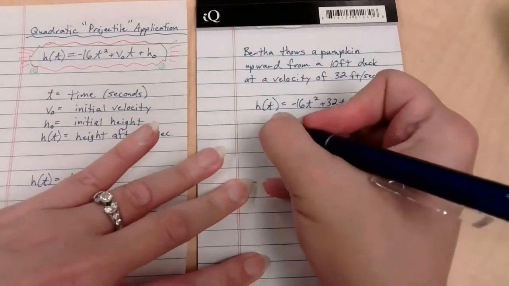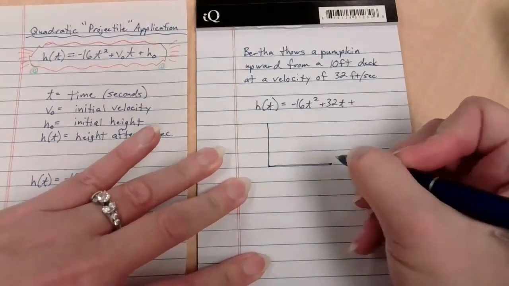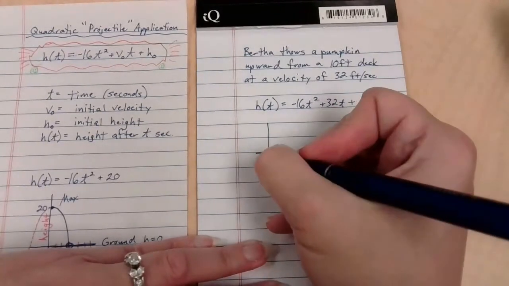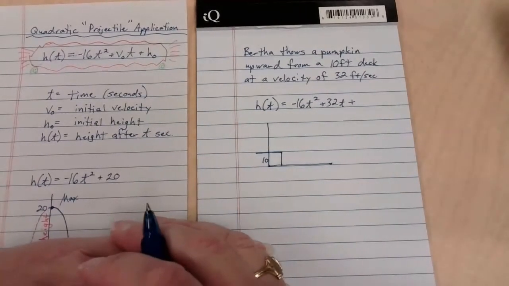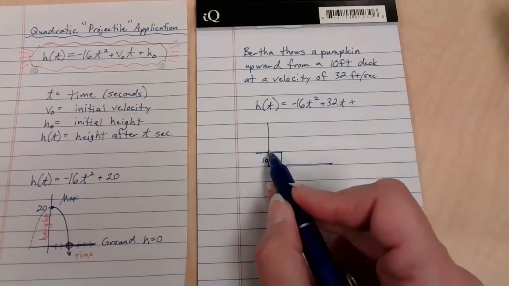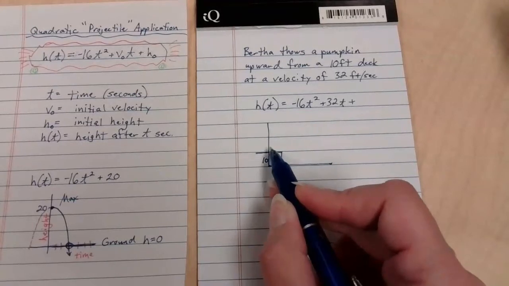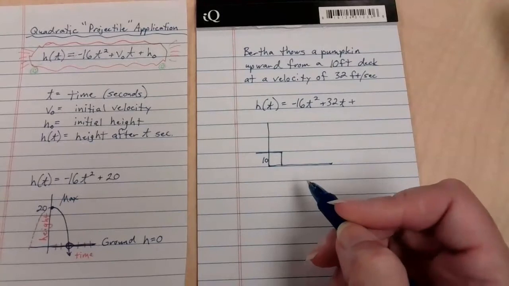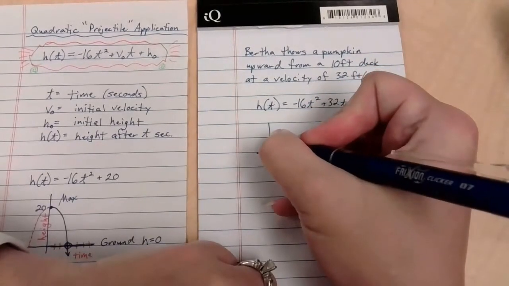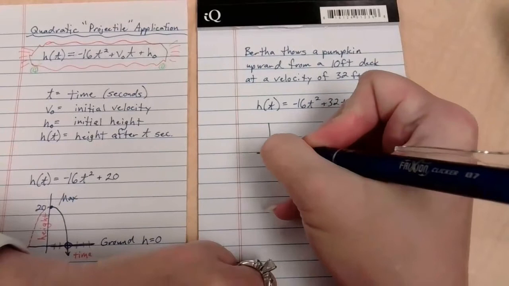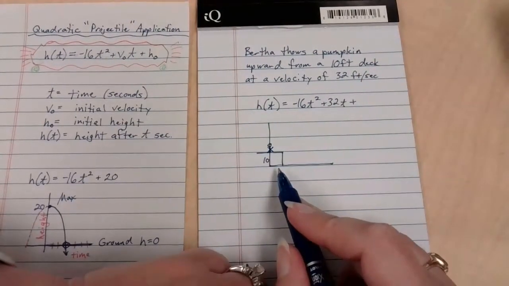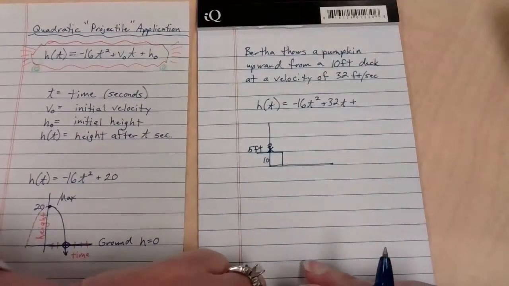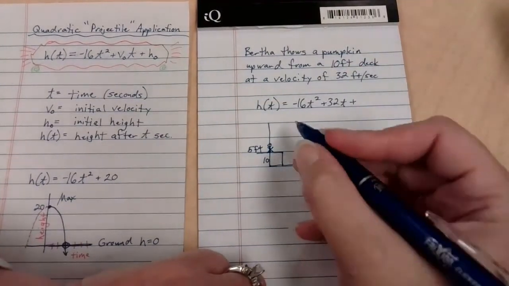Picture. All right, here's our first quadrant. Here is Bertha's 10-foot deck. If you were launching it from 10 feet, and you were Bertha, and you were standing on the deck, would you actually be launching it from 10 feet? Probably not. Bertha is 5 feet tall. So she's 5 feet tall, standing on a 10-foot deck. And now she launches it.